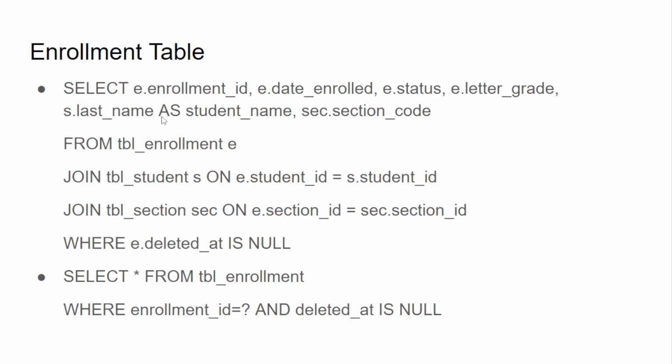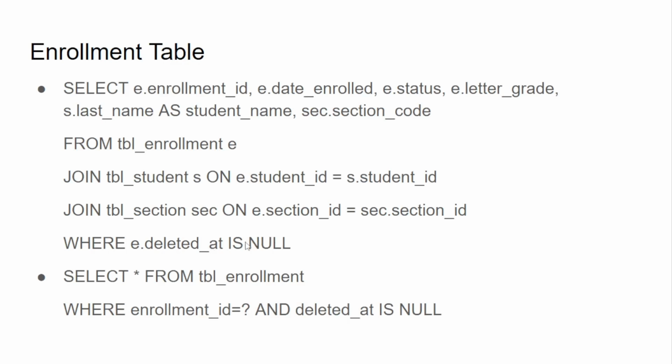So next is the enrollment table. So same process, we get all of its columns. We get columns from different tables. So that's why we use two join statements. We got student and then section. So the student, we joined it with the enrollment table. The section, we joined it with the enrollment table. And then we also filtered it so that it only gets the values that are not soft deleted.